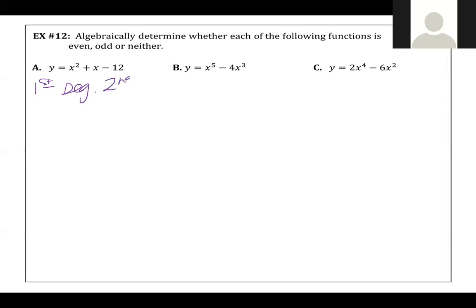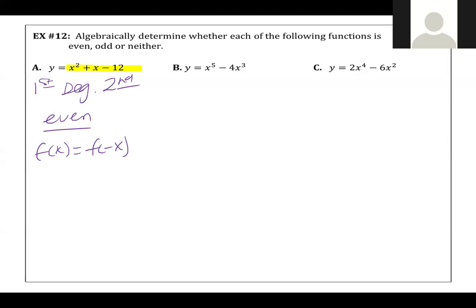It's a second degree polynomial, right? Because it's a second degree polynomial, I'm going to do the even test. The even test is that f of x equals f of negative x, which means that if I plug in a negative x into this function, it is still going to look the same when it's all said and done. So my end game is to get this result by plugging in a negative x.